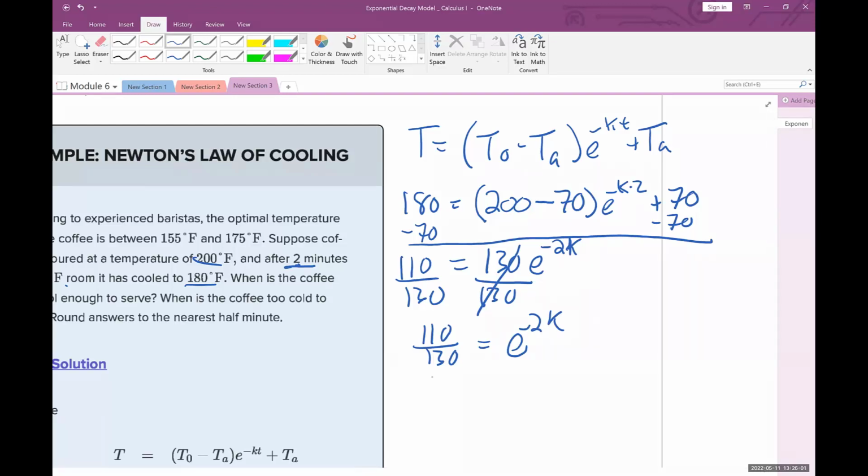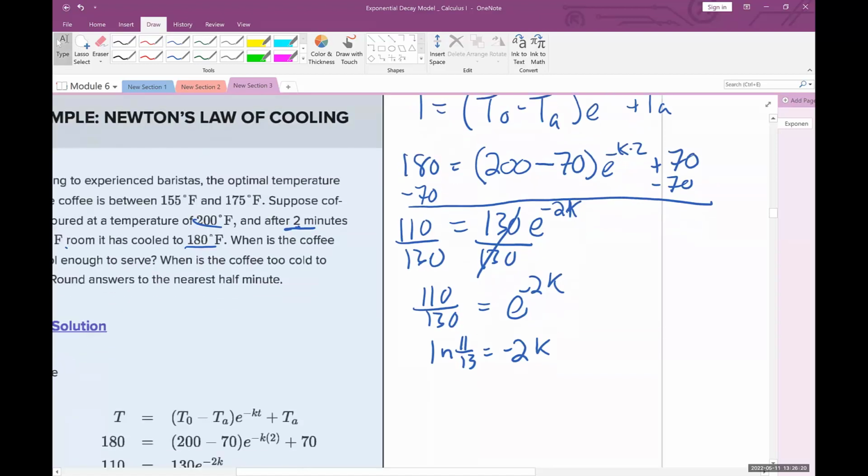Good, natural log. Can I just say 11 over 13? So 11 over 13 equals e to the negative 2k. Take the natural log, so the natural log of 11 over 13 equals negative 2k. And now what? Divide by negative 2. So k equals the natural log of 11 over 13, over negative 2.